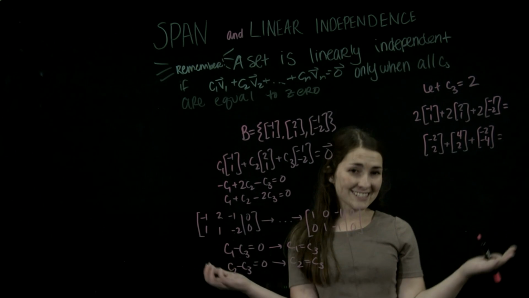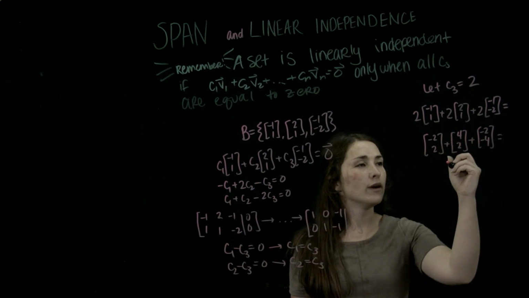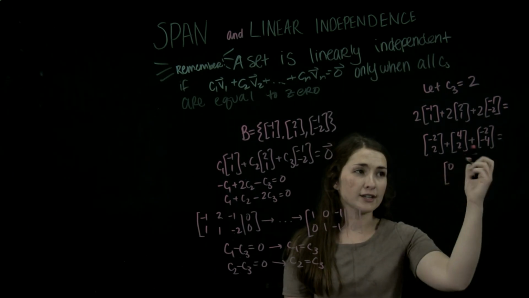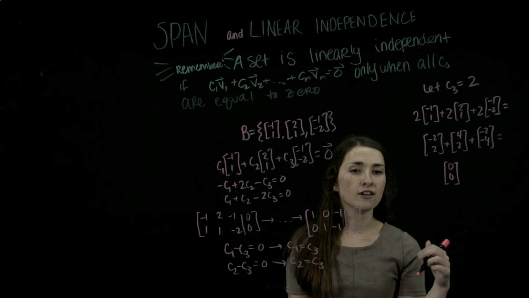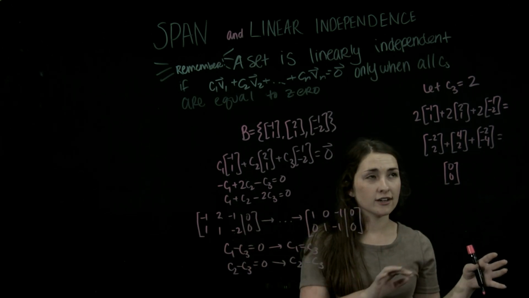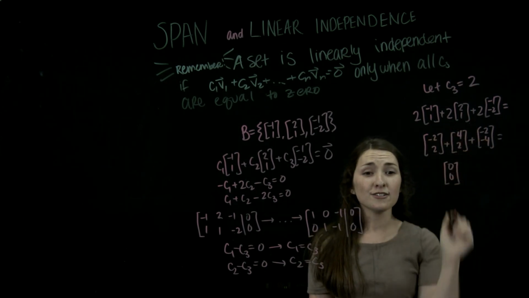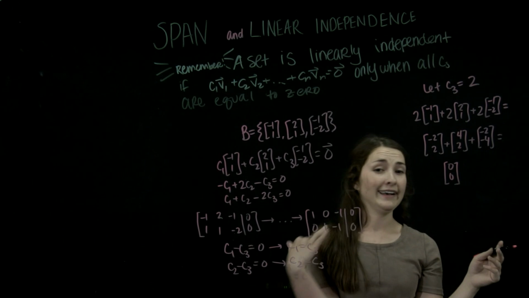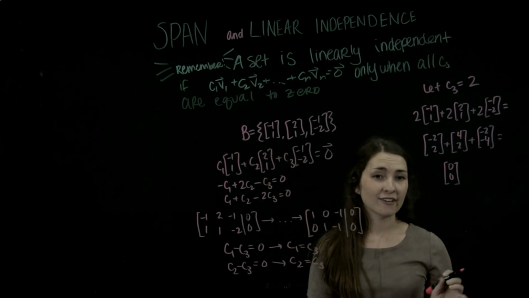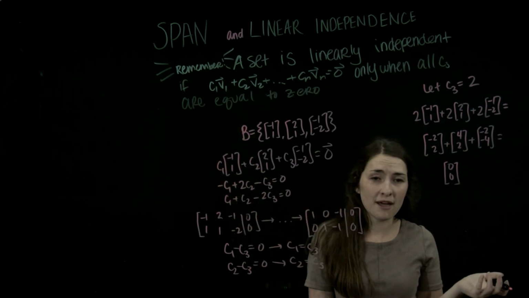And now what's this sum? So you have negative 2 plus 4 minus 2, which is going to be a 0. And then we have 2 plus 2 minus 4, which is also going to be equal to 0. So we have just constructed our 0 vector. However, these values of C1, C2, and C3 are not equal to 0. So no way, Jose, is B linearly independent, because it violates our definition of linear independence.